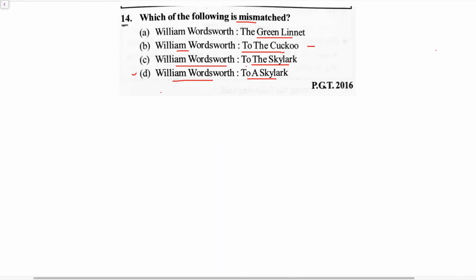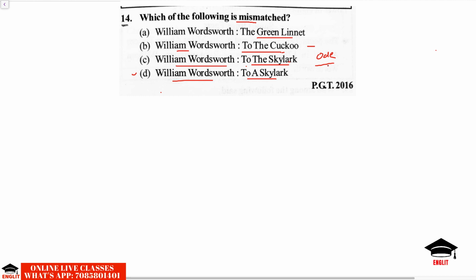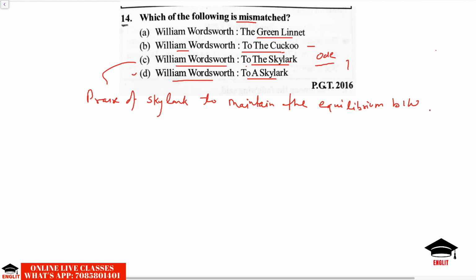To the Skylark is also an ode composed by Wordsworth, and it appreciates the quality of the skylark to maintain an equilibrium between sky and earth. So it is a praise of the skylark for maintaining the equilibrium between sky and earth. The skylark reaches the height of the zenith, that is the sky, and at the same time it keeps the touch with the earth. So it seems to be maintaining a relation, an equilibrium between these two entities of the universe. The poem is a very short one.